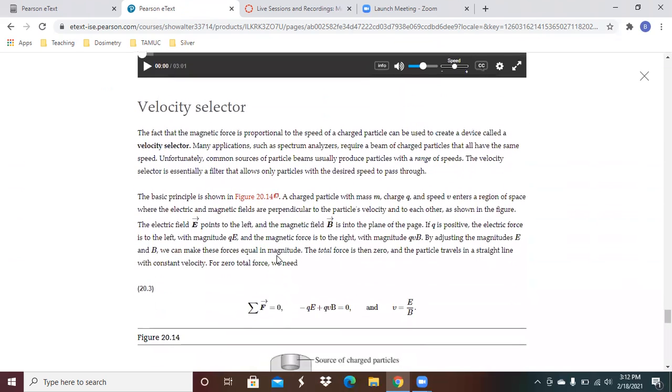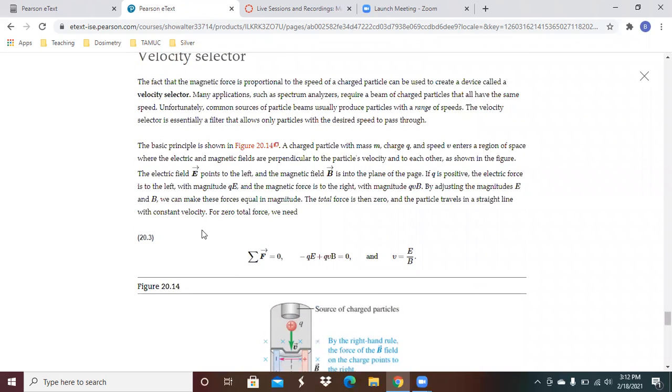So, velocity selector. The fact that a magnetic force is proportional to the speed of the charged particle can be used to create a device called a velocity selector. Many applications, such as spectrum analyzers, require a beam of charged particles that all have the same speed. Unfortunately, common sources of particle beams usually produce particles with ranges of speed. So the velocity selector is essentially a filter that allows only particles with the desired speed to pass through.